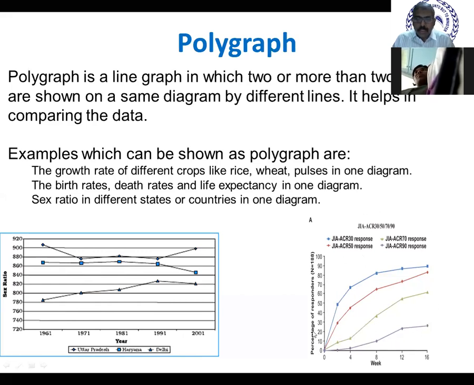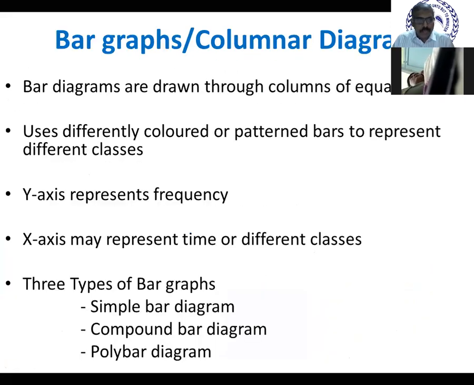What is the response of a drug given to children with arthritis? So the blue color is 30% response, and the 50% response is red color. So you can do this also. This is also called a polygraph. That means multiple single line graphs can be shown in one graph. So this is called polygraph.